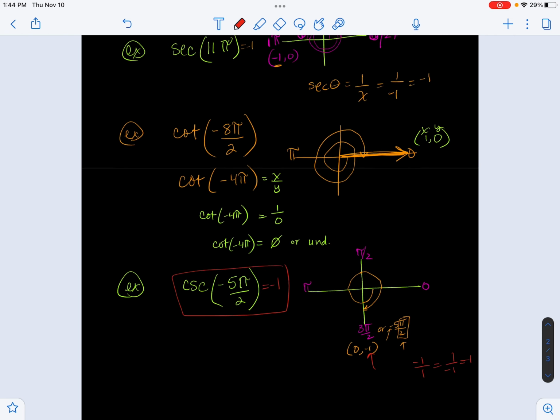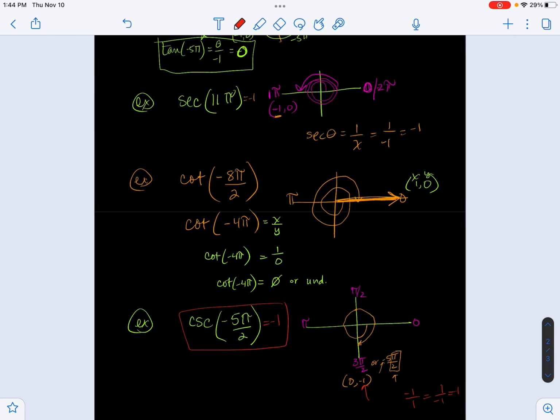If you've noticed, all the answers to these questions were either 0, 1, negative 1, or undefined. One more time, 0, 1, negative 1, or undefined. All the quadrantals are going to be one of these answers.